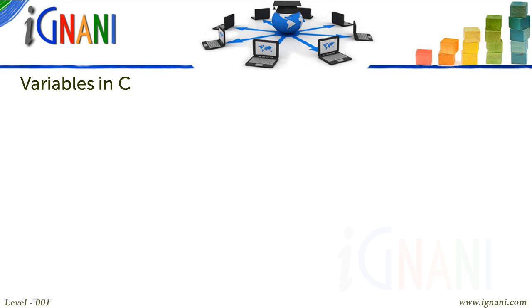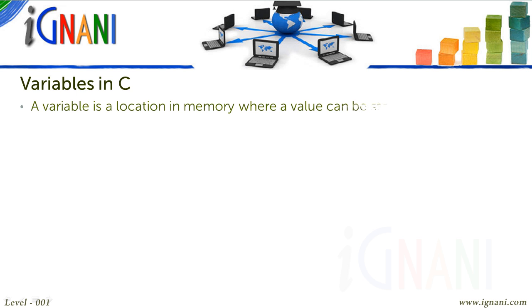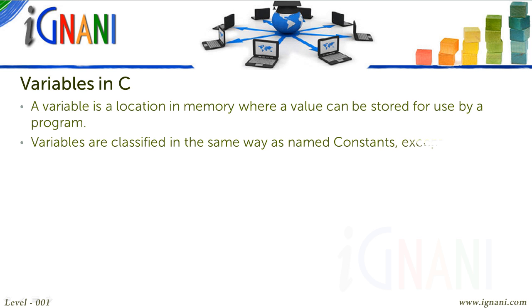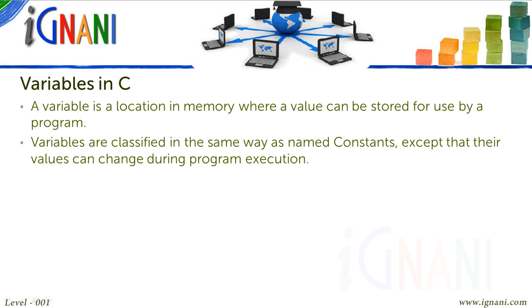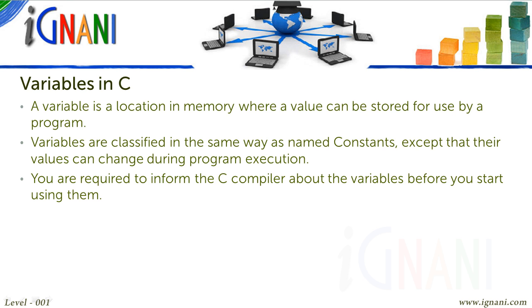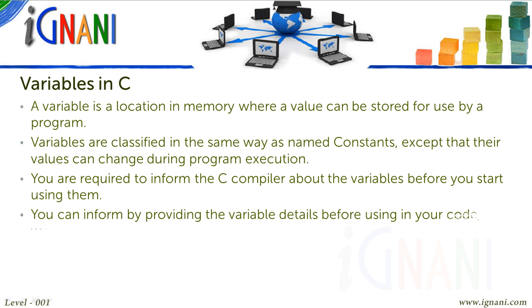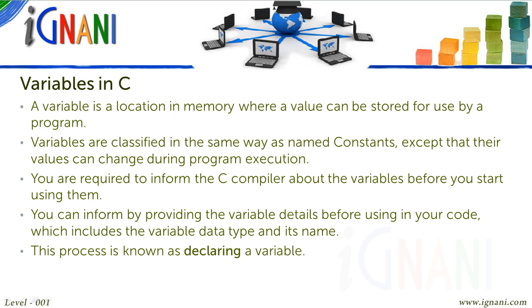Let me now start with a demo on using variables. A variable is a location in memory where a value can be stored for use by a program. Variables are classified in the same way as named constants, except that their values can change during program execution. You are required to inform the C compiler about the variables before you use them. You can inform by providing the variable details before using in your code, which includes the variable data type and its name. This process is known as declaring a variable.